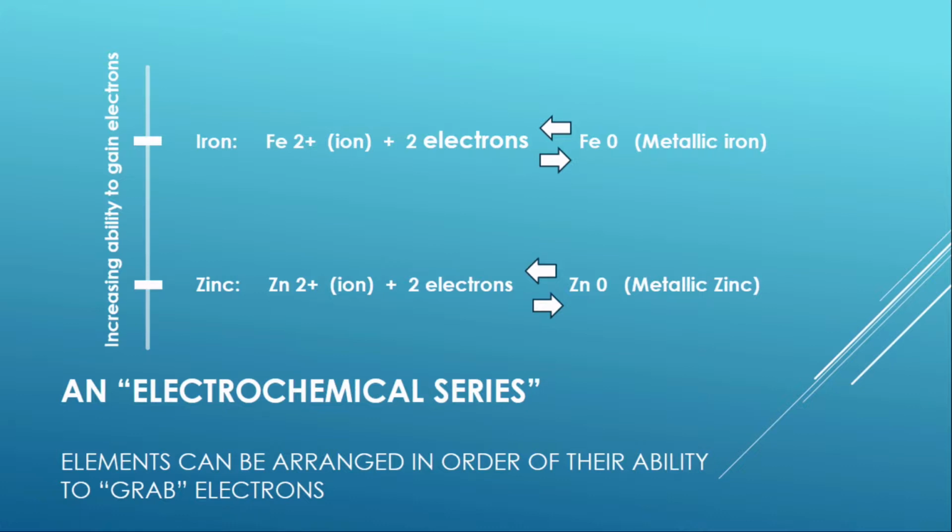What is going on is that the iron has a greater attraction for electrons than zinc, and if the iron is oxidized, it will immediately take electrons from the zinc, and that pushes the zinc reaction, the lower one, to the left, and it pushes the iron reaction to the right. And as long as there's any zinc there, you can't have any iron ion.